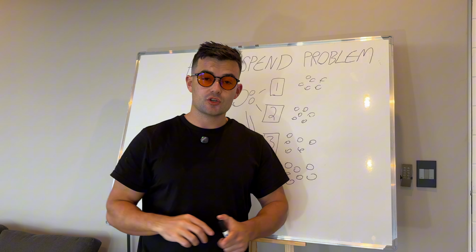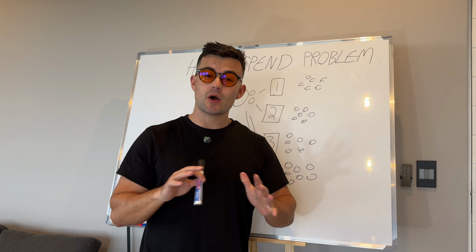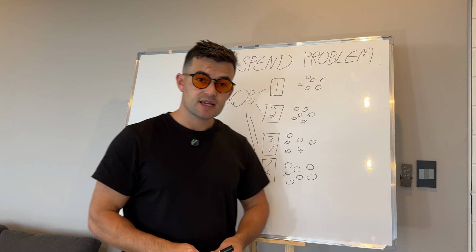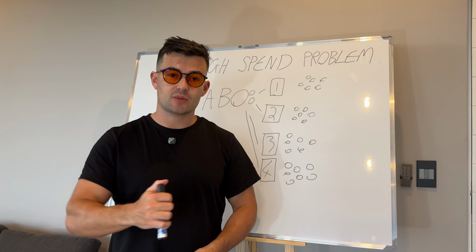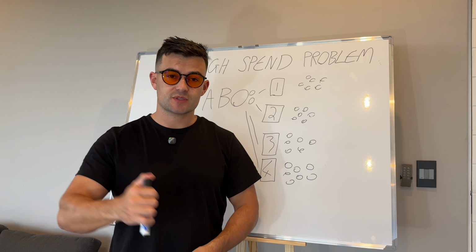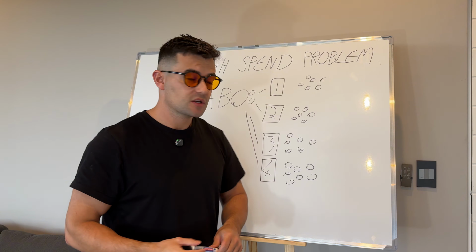The first thing you could do, and this is the one I'd actually recommend most people start with in this predicament, is run an ABO. If you don't know what this is, it's ad set budget optimization. It's when you set the budget or the spend at the ad set level. So I'm going to explain that here.